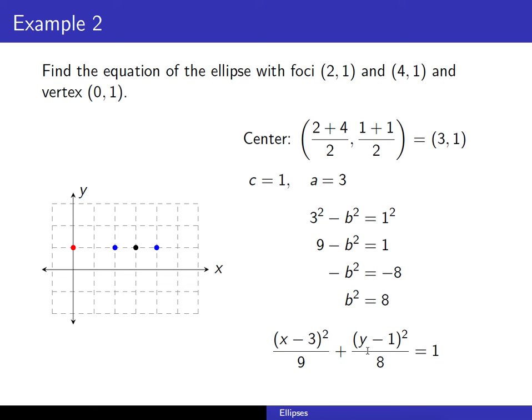And by the way, we know that the larger number 9 has to go below the x because our vertex is to the left of our center, which means our ellipse is going to be wider than it is taller.